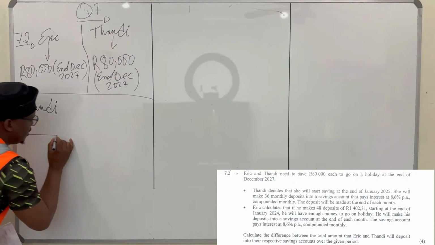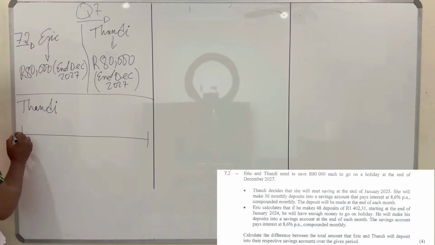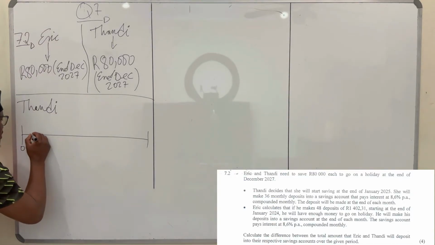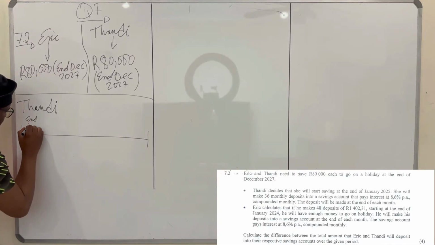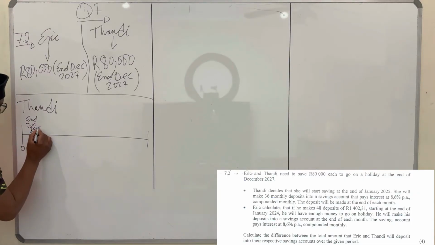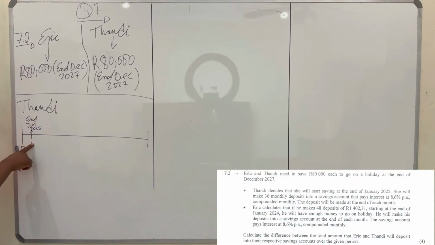So let me make a timeline here. So here's Tandy here. This is Tandy's timeline, right? So she will start saving at the end of January. So I'll say this is the beginning of January. Here is the end of January. The month starts here. Here is the end of January. So this point here, this is end of Jan 2025. This is when Tandy starts. Tandy starting here to save.